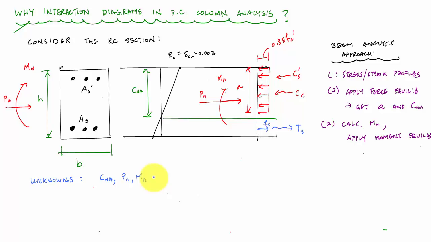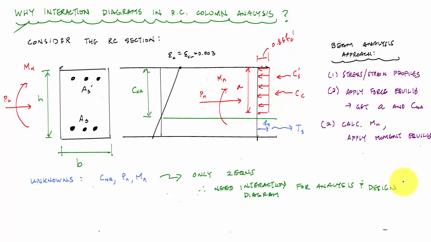Those would be our unknowns. And so then what happens here? If we have CNA, we have 3 unknowns. How many equations do we have? 2. We only have 2 equations. And this is why we need interaction diagrams. And so the interaction diagrams tell us here's a possibility of all strain profiles and the PN and MN combination that would give us that. Only 2 equations, therefore need interaction diagrams for analysis and design. It makes life a lot easier to have these. Okay. All right. Does that make sense?